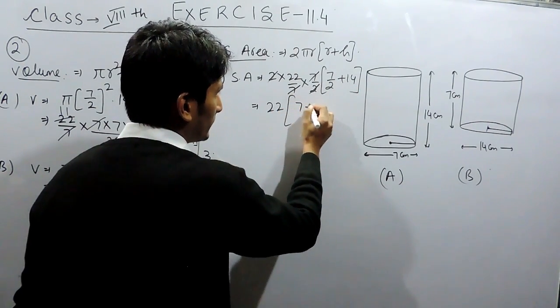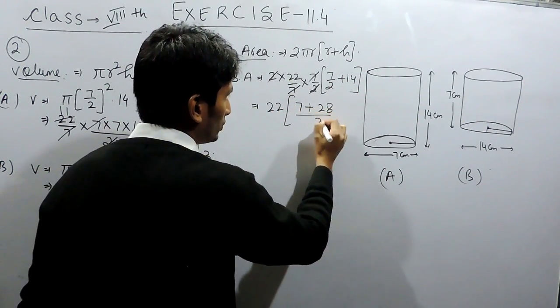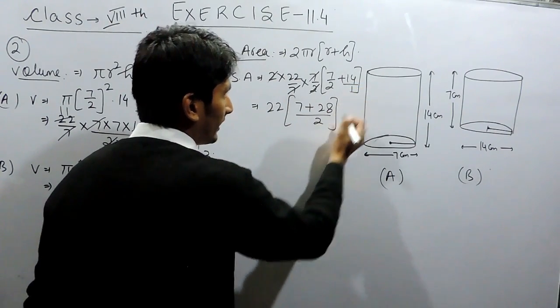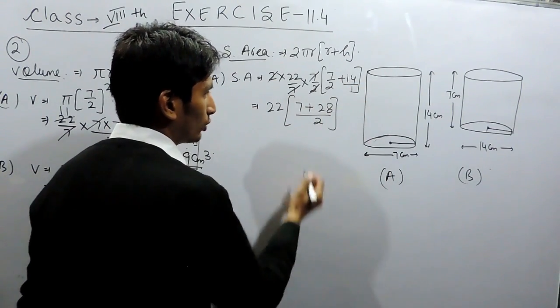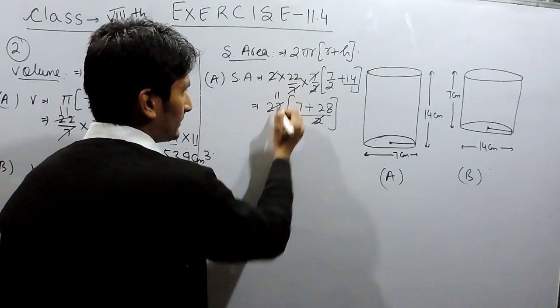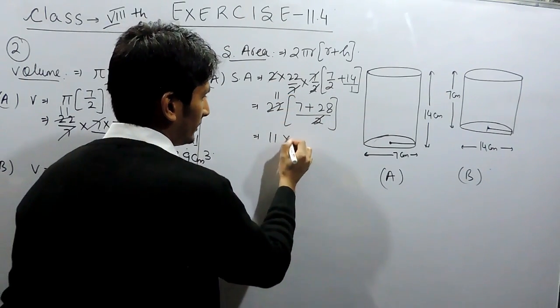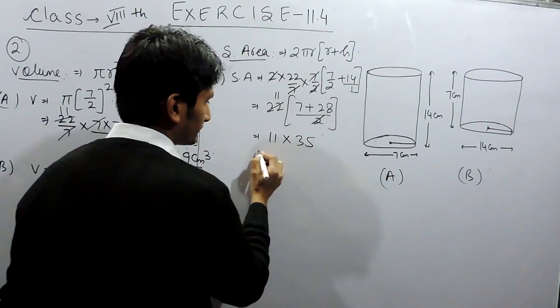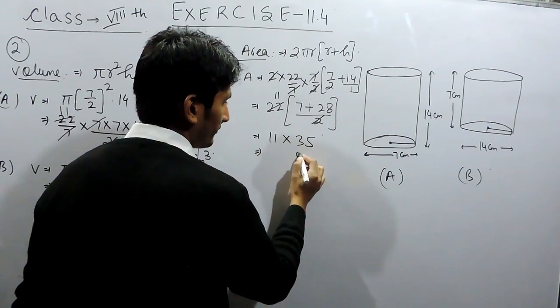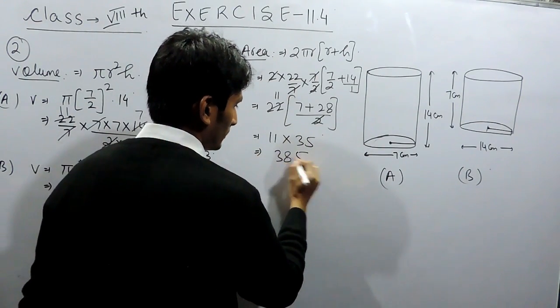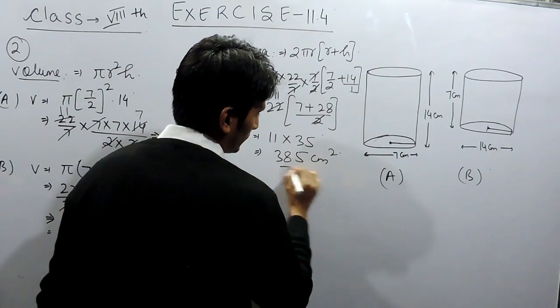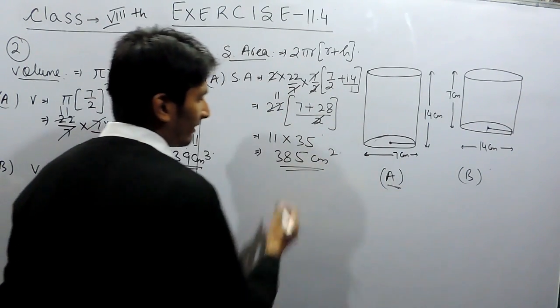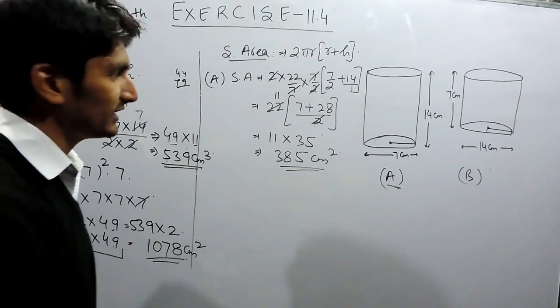this will be 7 plus 28 upon 2. I have taken 2 as LCM and then I have solved. This can be cancelled 11 times and this will be equals to 11 into 35. So this will be equals to 385. So the cylinder A will have a total surface area of 385 centimeters square.